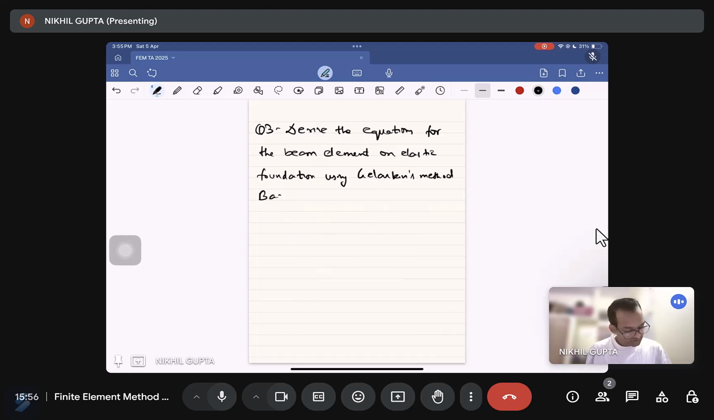The basic differential equation is EI v'''' = -w + kf v. So we have solved the beam on elastic foundation using FEM. Now it is being asked to solve the problem by Galerkin's method. I hope you remember Galerkin's method, which is taught in the class as well. So let's start solving the problem.